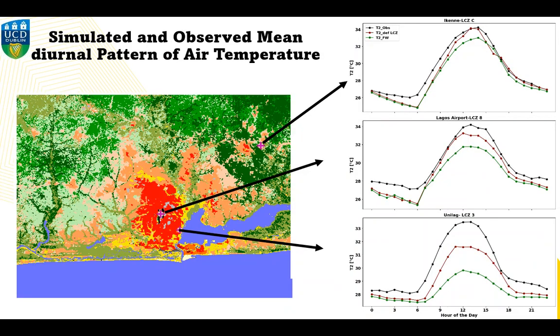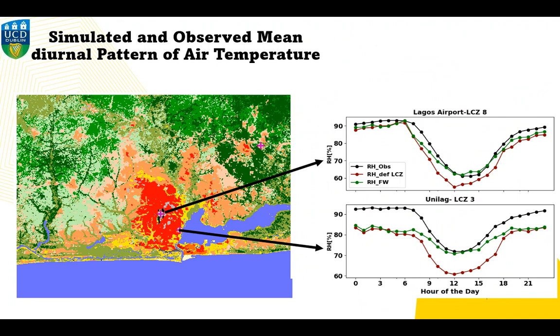For some of the results, we compare with three observation datasets from standard meteorological stations. The green diurnal pattern is the one from the fieldwork, and the red is the one from the generic local climate zone, the default that we have in the Weather Research and Forecasting model. Basically, you can see that our fieldwork is lower compared to even the generic local climate zone scheme, and the black line is the observations from three stations, two in the core urban areas, and one in LCZ, which is a rural area.